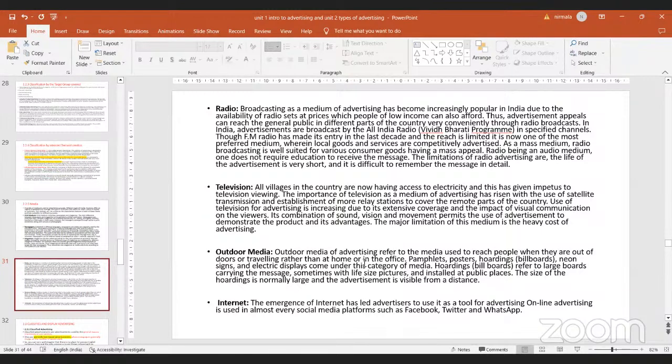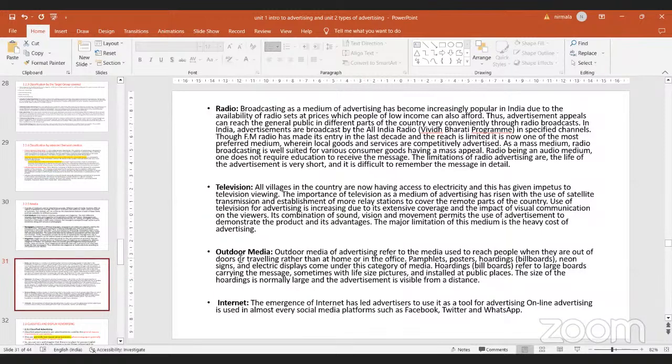But hoardings, if you see, the size of the hoardings is normally very large, and it can be visible from a distance for the consumers. It can be any product or any service offered by any kind of company, where if you look at the hoardings, you might have the logo of the company, nice pictures and the text which attracts the consumers to buy the service or the product. And it is visible for the consumers from a distance. That is the advantage of this outdoor media.